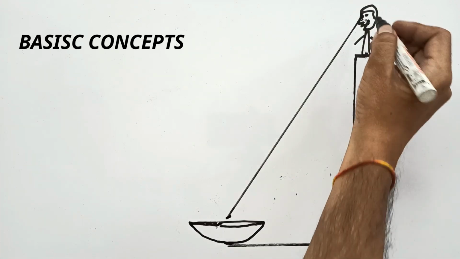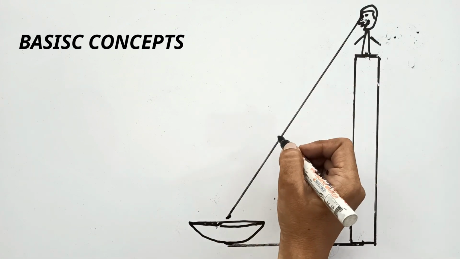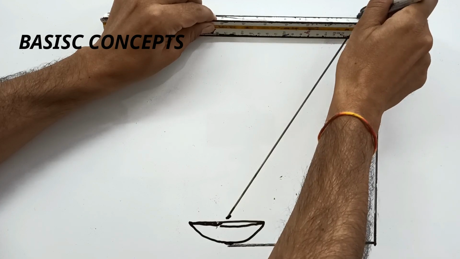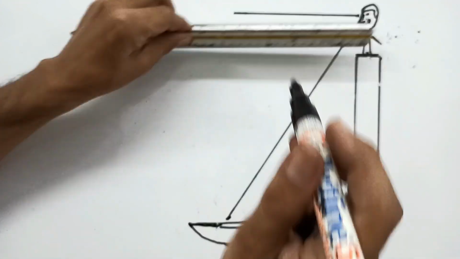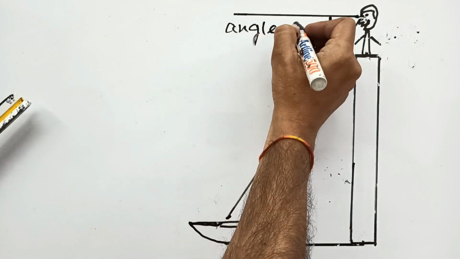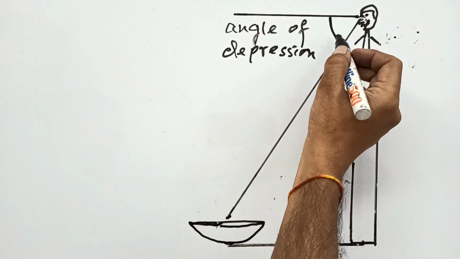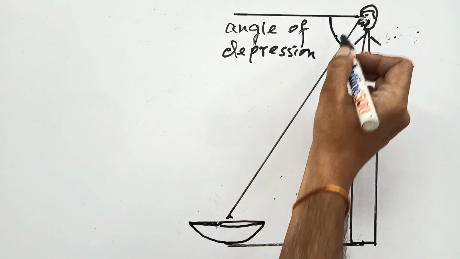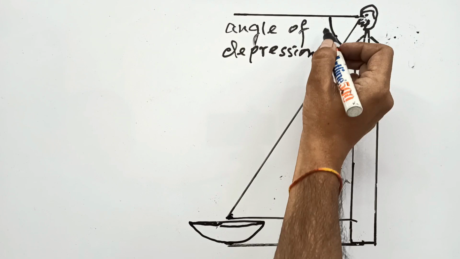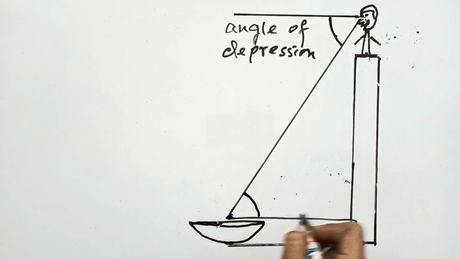Conversely, let us suppose the observer is on the pole and is viewing the boat. In this case, the angle between the line of sight and the horizontal is called the angle of depression. But when you get a numerical question based on the angle of depression, we'll consider this angle because these are equal alternate angles. So on the basis of the angle given, we'll write this angle and we can calculate.